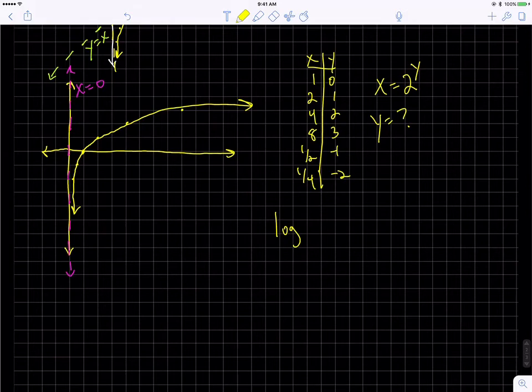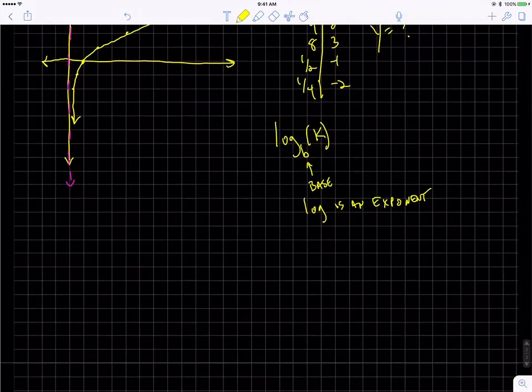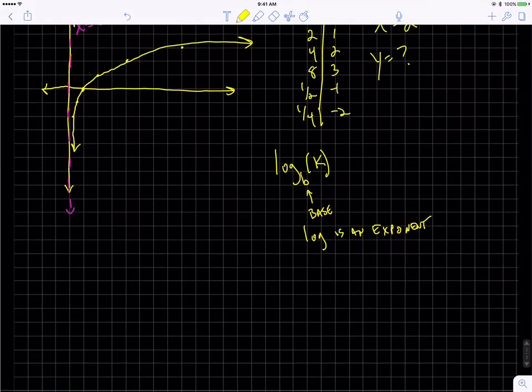And a log has a base whenever you write a log. So that's the base of the logarithm. Then it's of something in parentheses, so it's a log of. I'll just call this a k for now. The way you read this is log base b of k. And one way to think about it is that log is an exponent. So when we're evaluating logarithms, you could think of it as, what is the exponent?